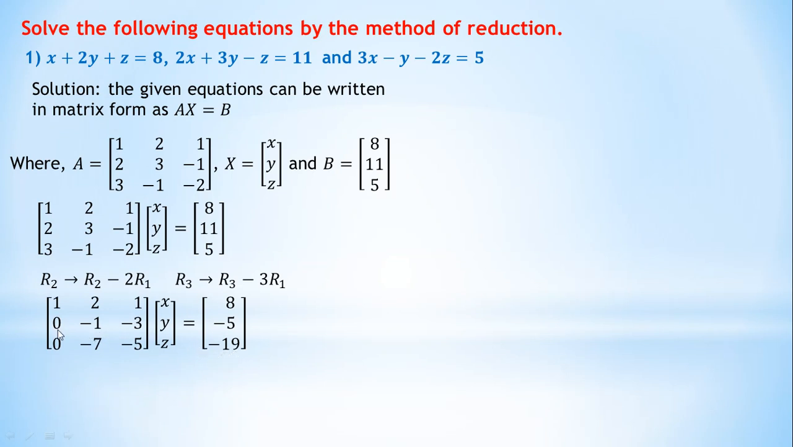So here we get 0 as well as here we get 0. Now we require 0 here. So again we have to change row number 3 by taking a suitable transformation. Now for that we require the second row.